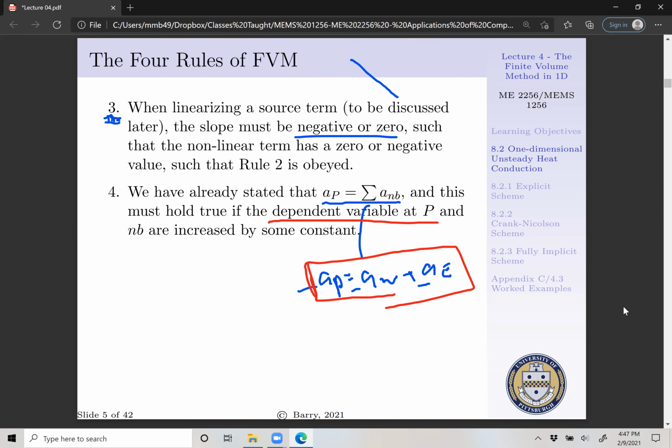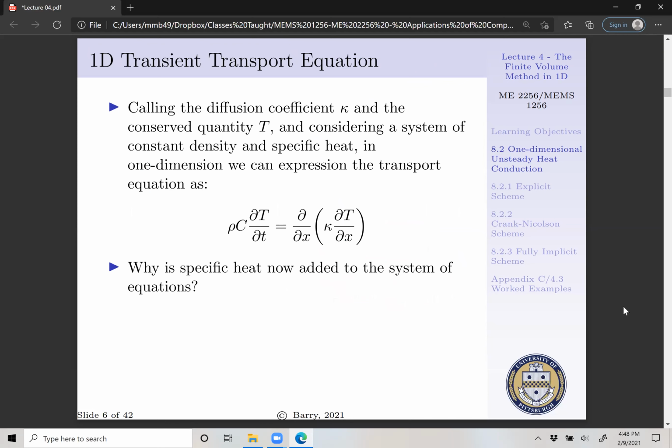Now, this is important because when we start talking about our non-steady diffusion equation, there are different ways we can solve this with different mathematical treatments. And if we mess up the mathematical treatment, we can easily violate one of these rules. So we're going to use these to guide us when we talk about our explicit scheme, our Crank-Nicolson scheme, and our fully implicit scheme.